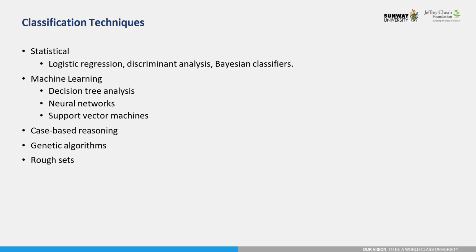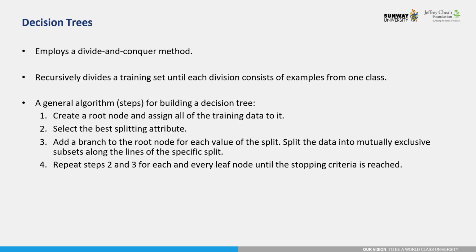So now we are learning about the classification techniques. There is statistical, logistic regression, discriminant analysis, Bayesian classifier, and also machine learning. We have decision trees, neural networks, support vector machines, case-based reasoning, and genetic algorithm, rough sets. So we are learning about the decision trees.